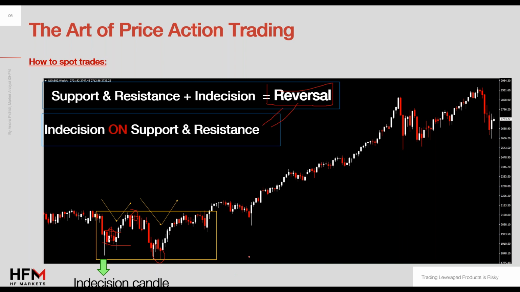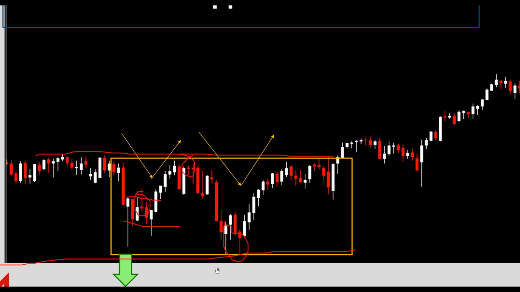Reversal trades include three parts. First, you have a preceding trend, then indecision on a support and resistance level, and then a reversal of the trend. You might say, but Andrea, over here I don't have a trend. Yes, the overall picture is consolidating, but if I focus just on the short term, I do have a trend. Downtrend, uptrend, downtrend, uptrend. It's reversing.